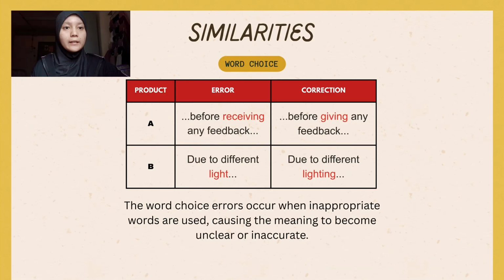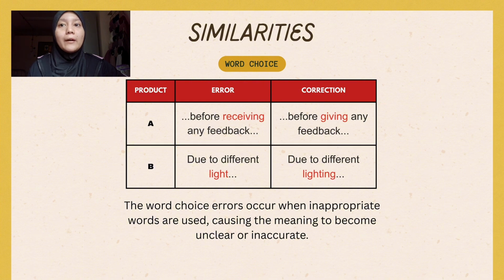Now let's look at word choice error. So word choice error occurs when inappropriate words are used, causing the meaning to become unclear or inappropriate. So for example, we have here is receiving. We change it to giving, because in this description, the context is the buyer is supposed to give feedback, not receive feedback, because this is a note from the seller, so the buyer should give, not receive feedback.